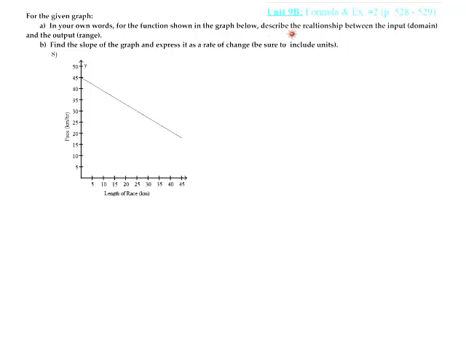the graph below, describe the relationship between the input domain and the output range. So that's the first part of this. As you can see here, we have a graph. Along the x-axis, we have the length of the race in kilometers, and along the y-axis, we have the pace measured in kilometers per hour. And this is our graph, our line right here.